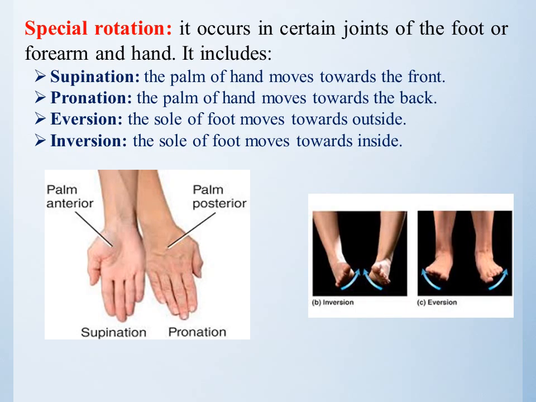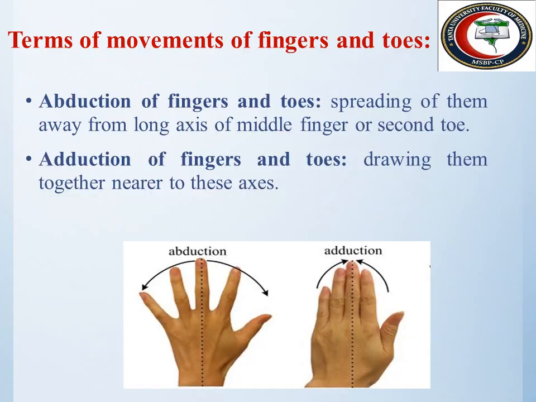Special rotation occurs in certain joints of the foot or the forearm and hand. It includes the following: supination, in which the palm of the hand moves towards the front or upward. Pronation, in which the palm of the hand moves towards the back or facing downward. Eversion and inversion are concerned with the sole of the foot. Eversion means that the sole of the foot is moving outside, while inversion means that the sole of the foot is moving inside.